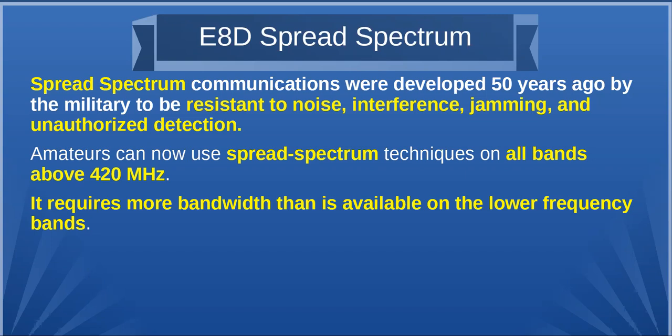Says it was developed 50 years ago by the military, kept a secret. Because it's resistant to noise and interference, jamming, and unauthorized detection, because unless you have the code, you can't decode it. As far as I know, the newer cell phones, the 3G, 4G, 5G are all basically spread spectrum techniques.